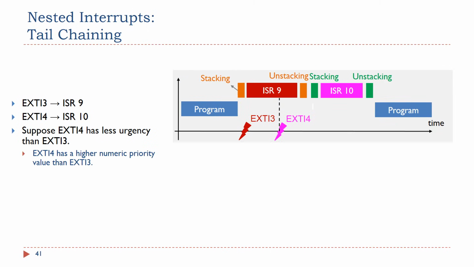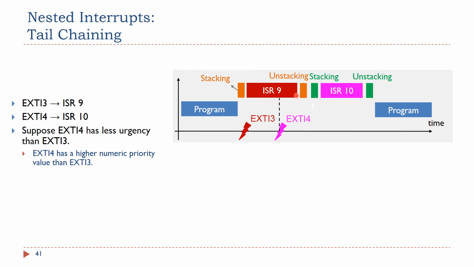In the previous example, we have shown that an interrupt with higher urgency can preempt an interrupt with relatively lower urgency. What would happen if the new coming interrupt request has a lower urgency? Suppose external interrupt 4 has less urgency than external interrupt 3. If external interrupt 4 arrives before the external interrupt 3 handler completes, NVIC won't respond to the new coming interrupt request. Instead, NVIC will continue the execution of the current interrupt service routine.